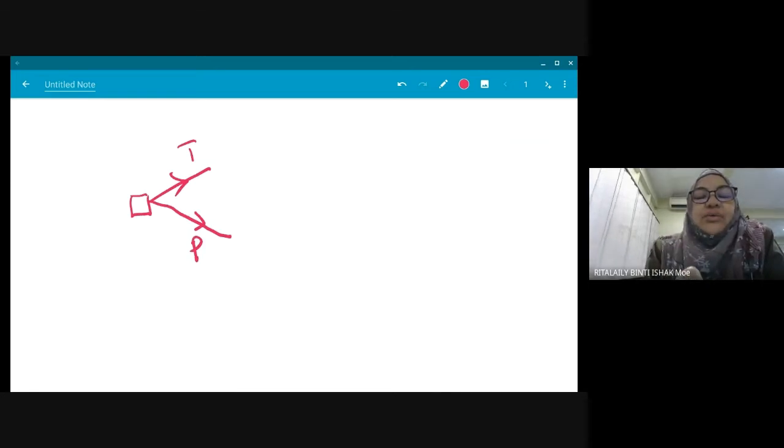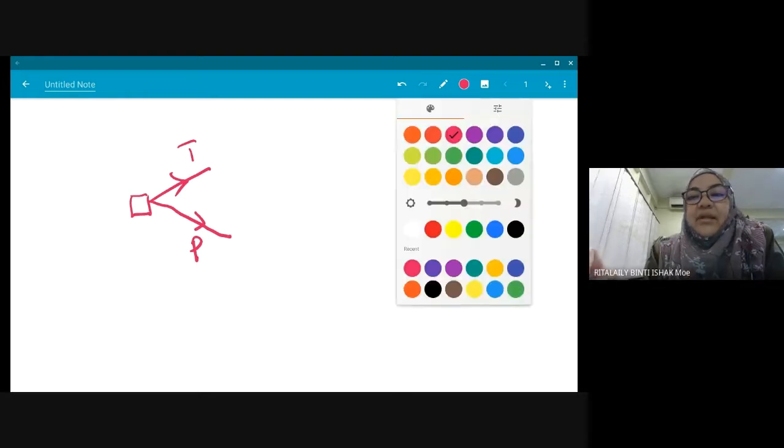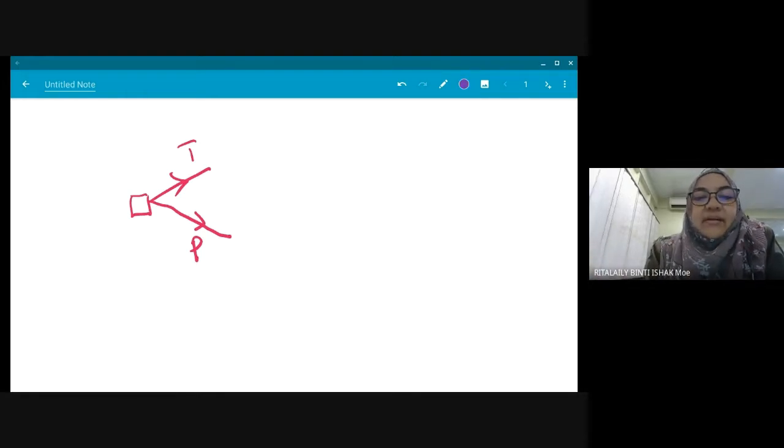In order for us to determine the resultant force, we can use a parallelogram or we can use the triangle of force. If it's the triangle of force, we draw the force T and shift it here with the same magnitude and the same direction. Look at the direction of the forces.